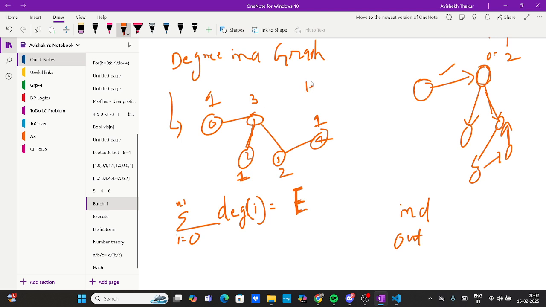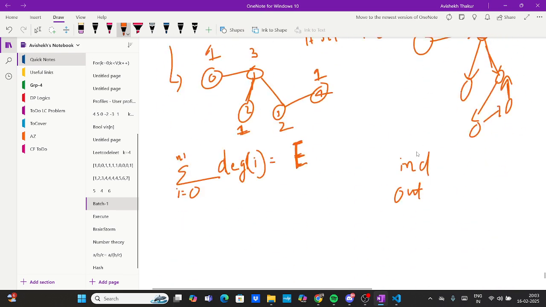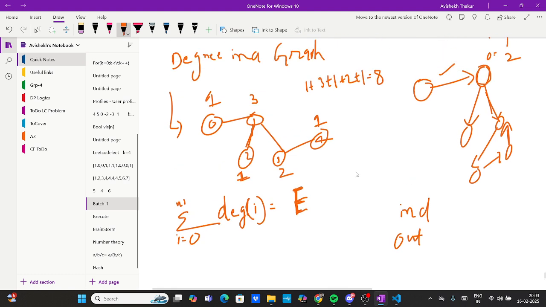Actually, what's the answer? The answer is 1 plus 3 plus 1 plus 2 plus 1, right? 8. Can you see? It has 1, it has 3, it has 1, 2. So the answer should be 8. Now how will you represent it in terms of V, comma, E? I mean, you saw the definition we represented. So Sahas said E, but it is not E. It is something else.